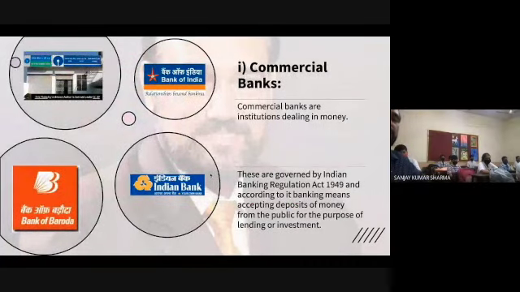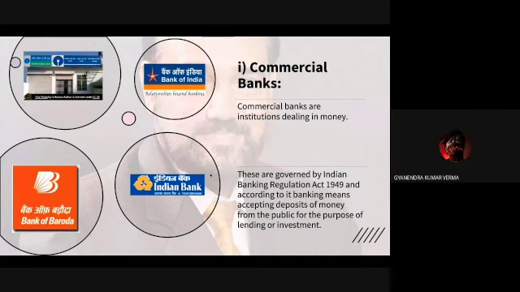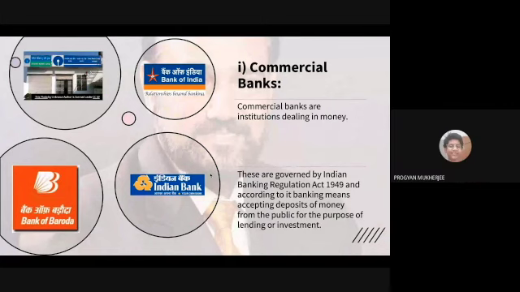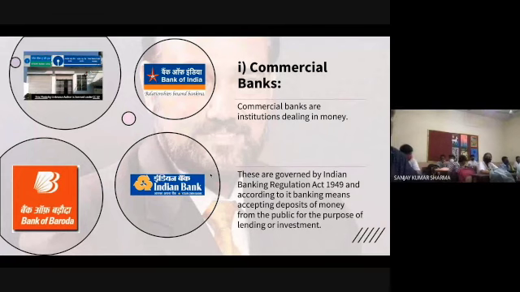So we have two types of bank: one is commercial bank, another is central bank. Central bank we will be talking about just after this. But before that, understand that the usual banks you see are all commercial banks. If I ask you the name of a bank you have seen, can you tell me? Bank of Baroda, Union Bank, Axis Bank, Indian Bank. Okay, good.